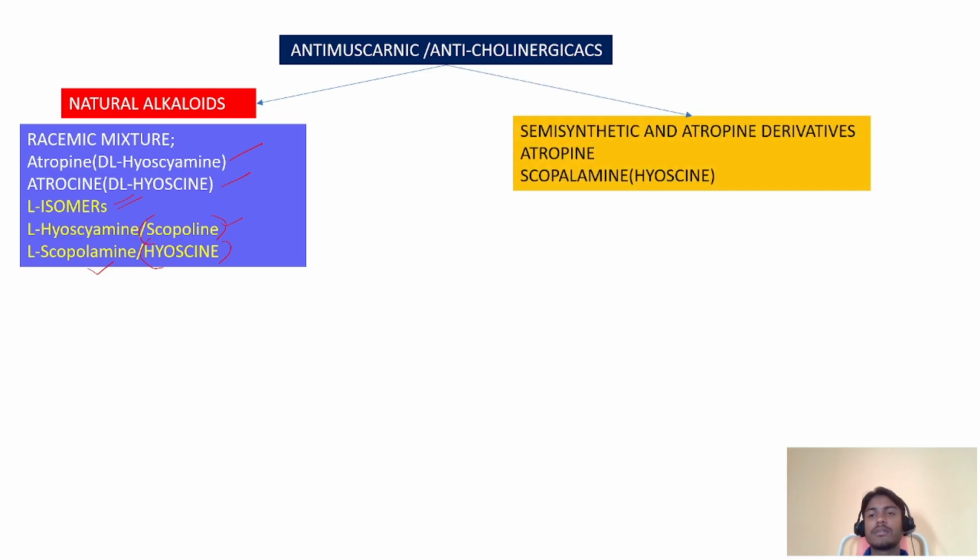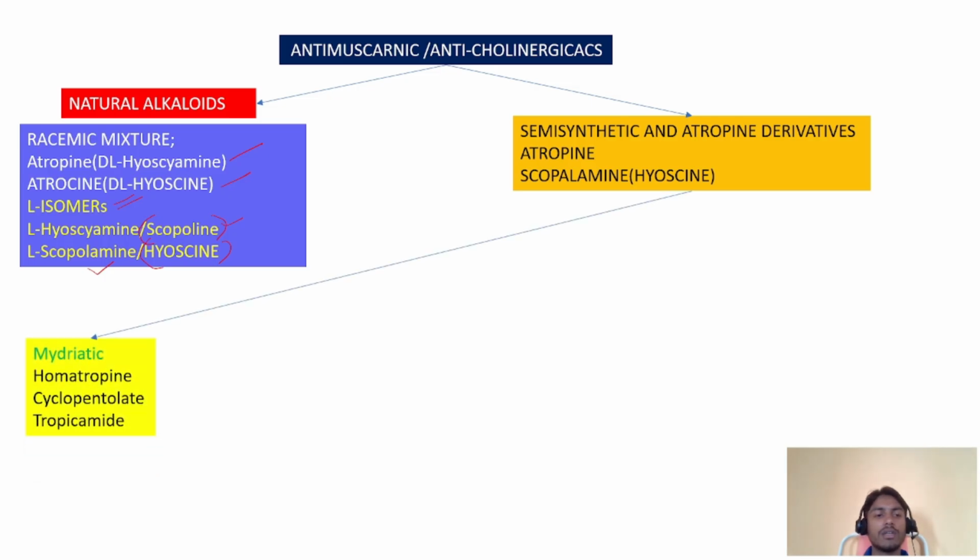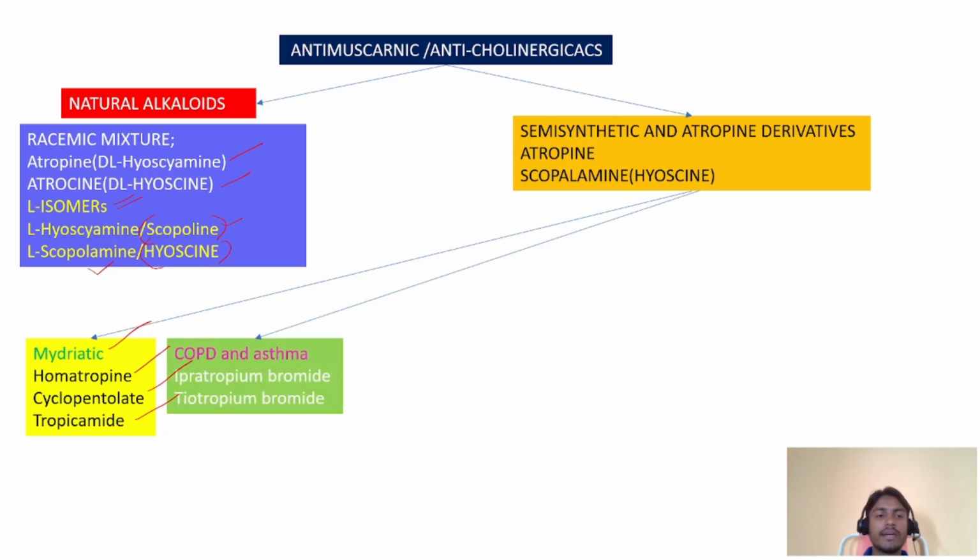Next come the semi-synthetic derivatives. The first group is mydriatics, which dilate the pupil. Examples are homatropine, cyclopentolate, tropicamide. Next, for COPD and asthma, the drugs that can be used are ipratropium bromide and tiotropium bromide.